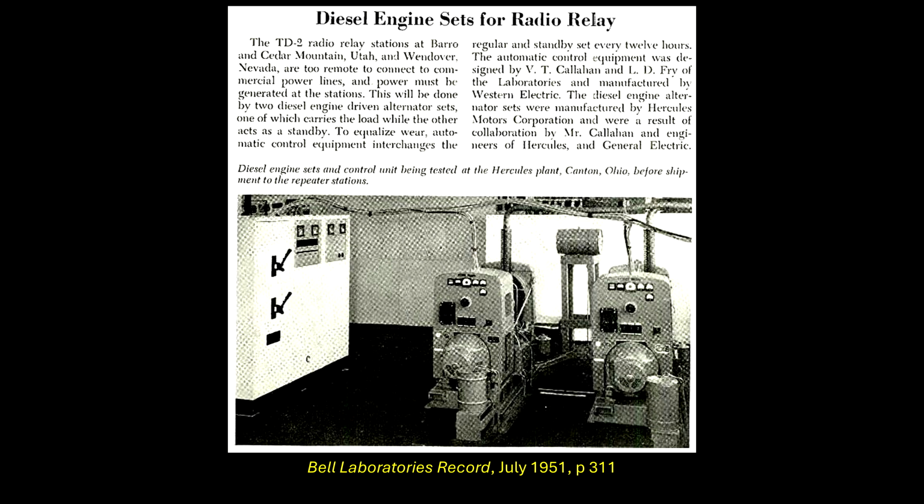Notably, 3 stations west of Denver were in such remote locations that bringing utility power to them was not economically feasible at the time. Instead, they each were powered by 2 diesel generators. At any given time, one was operational and the other was the standby, or backup. The 2 generators would switch roles every 12 hours to even out the wear.